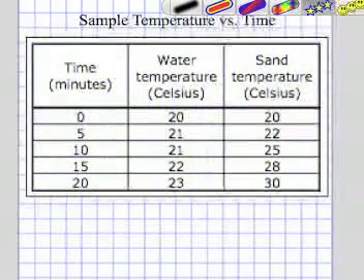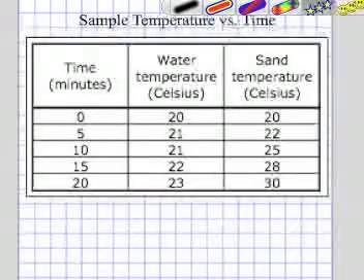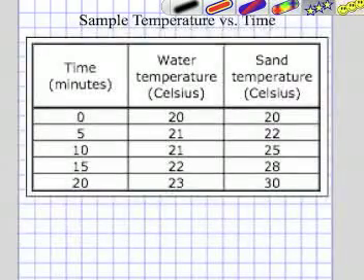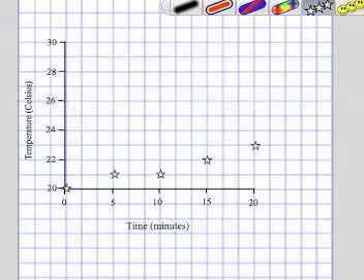Now for the sand temperature, it's a little different. The temperatures jump up as follows: 20 degrees for 0 minutes, 22 degrees for 5 minutes, 25 degrees for 10 minutes, 28 degrees for 15 minutes, and then 30 degrees for 20 minutes. So when I go to mark these, I'm going to use something a little different. I'm going to use these happy faces instead.